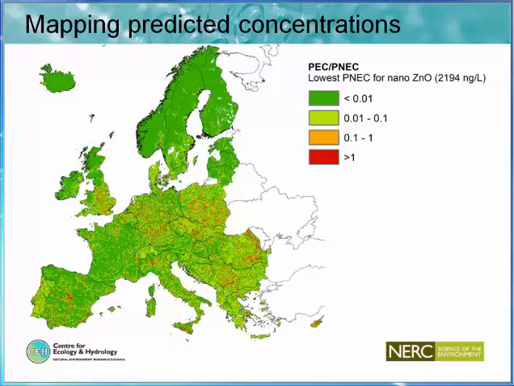If we look at the key and then look at the map, you can see that areas where that ratio is bigger than 1, in other words, where there may be a potential risk, do exist, but they are fairly localized, and they constitute only a relatively small proportion of European surface waters. I think probably your biggest hotspot is around Madrid there.